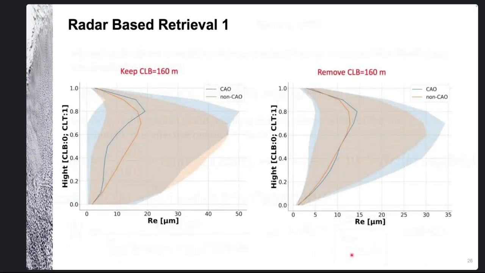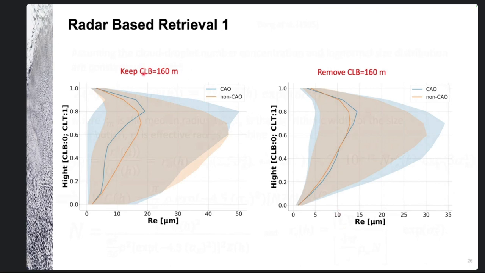However, the results show that between the CAO in blue and the non-CAO in orange, the difference is not so huge, and the trends are very similar. The water droplet effective radius increases with height due to condensational growth, and the eventual decrease is probably due to collision and coalescence near the cloud top. But we expected there should be huge differences when a CAO occurs compared to non-CAO, and based on these figures we don't see large differences here.